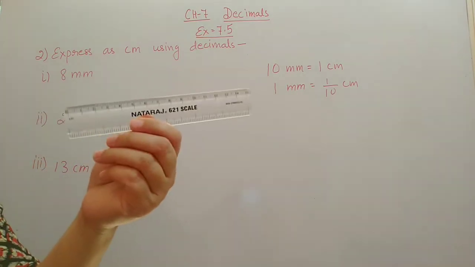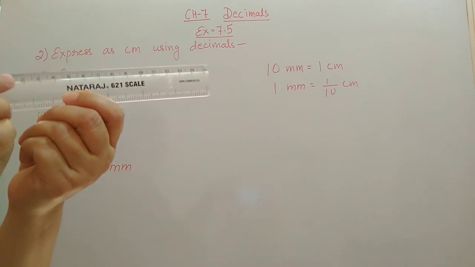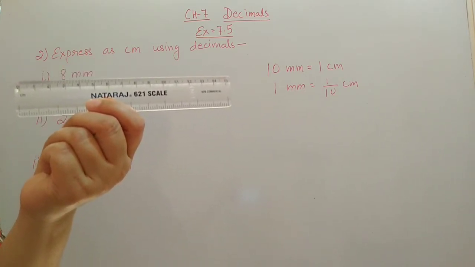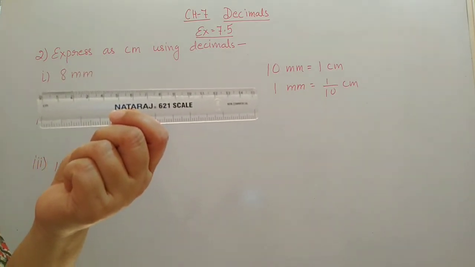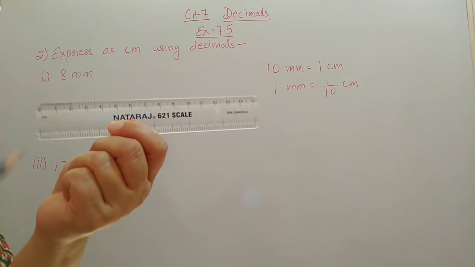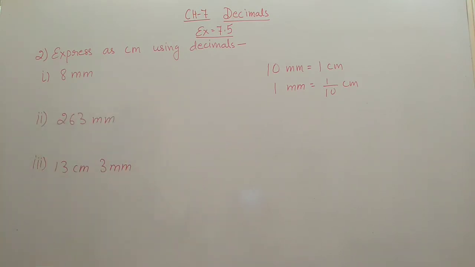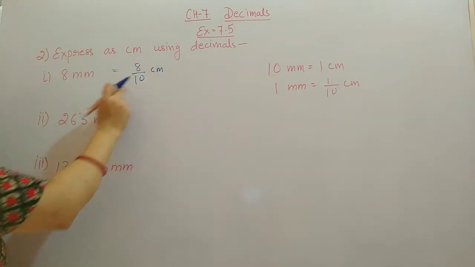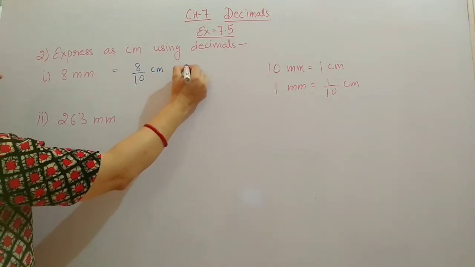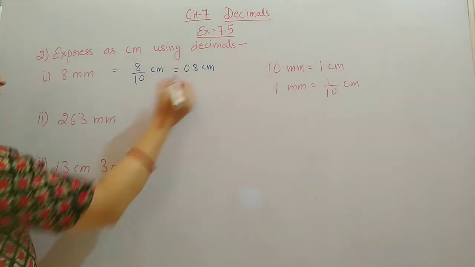You can see here on this scale, from 0 to 1 is 1 centimeter, and between this 0 to 1 there are 10 small parts. Each part is equal to 1 millimeter. So 1 centimeter is equal to 10 millimeter, and 1 millimeter will be 1 by 10 centimeter. It means to change into centimeter we have to divide by 10. So this 8 millimeter we can write as 8 by 10 centimeter. Dividing by 10 means 1 decimal place. So it will be 0.8 centimeter.